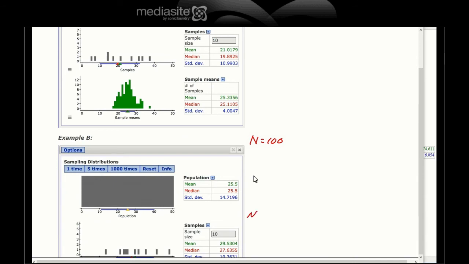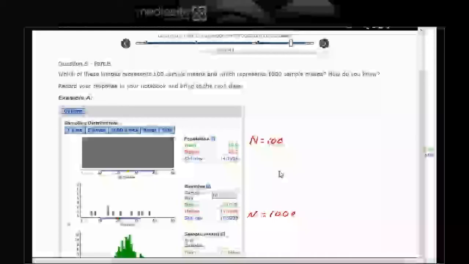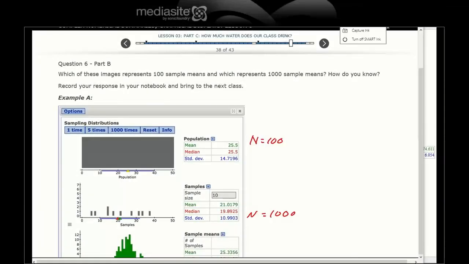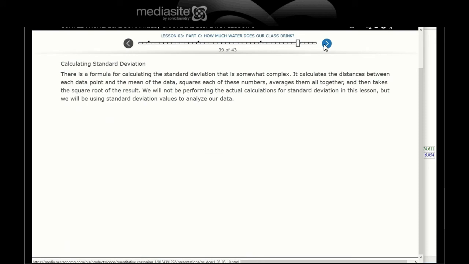Doesn't move with it. There's a formula, somewhat complex, for standard deviation. Calculate the distance between each data point and the mean of the data. Square each of these numbers, average them all together, and then take the square root of the result. We won't have to perform the actual calculation for standard deviation in this lesson, but we will be using standard deviation values to analyze our data.